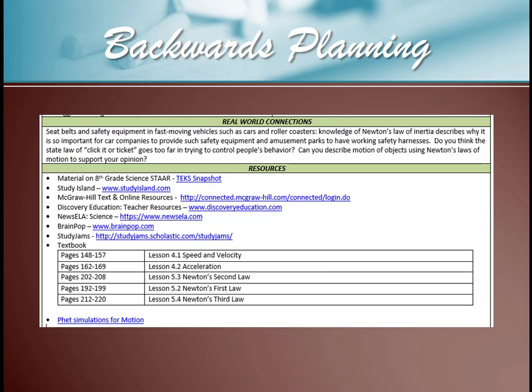Lesson 5.1 of the textbook has to do with gravity and friction. I usually take that section out as it doesn't directly relate to some of the TEKS that we need to teach. However, it is a good introduction and also a good reminder of what they should have learned in 6th grade dealing with gravity as a force.